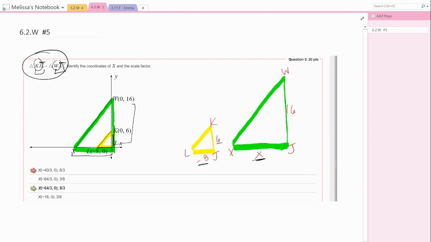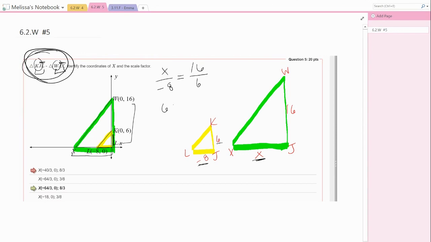So again, you just want to set up your proportions appropriately. Since we're looking for a value of the big triangle, I'm actually going to start with that one on top first. So I'm going to go x over -8. So that's comparing side JX with JL, equals, and since I started with the big triangle, start with that again, 16 over 6. And that's because our similarity statement tells us that those sides correspond and are similar to each other. So then you're just going to finish solving.